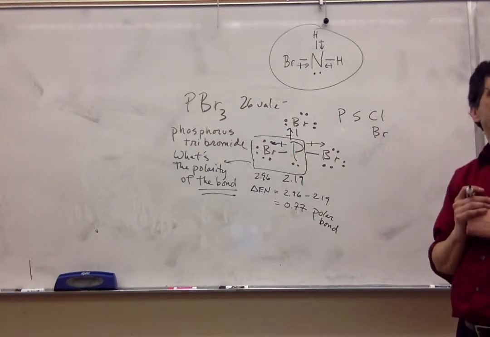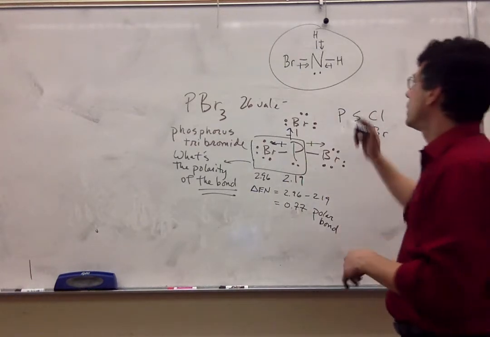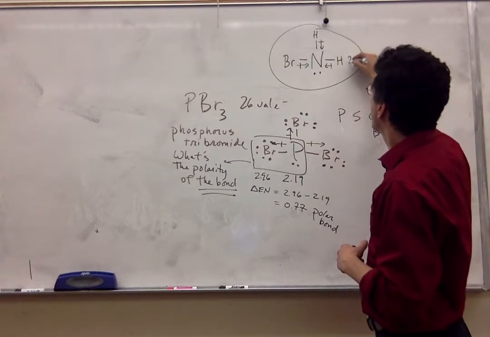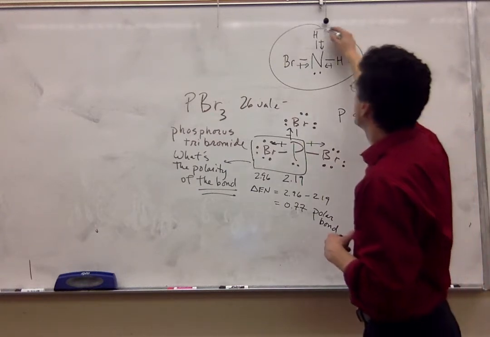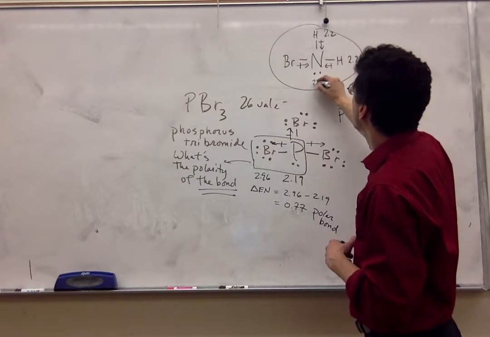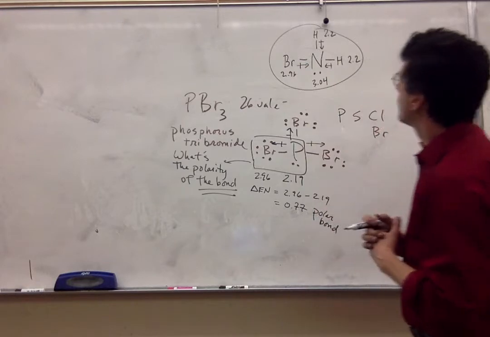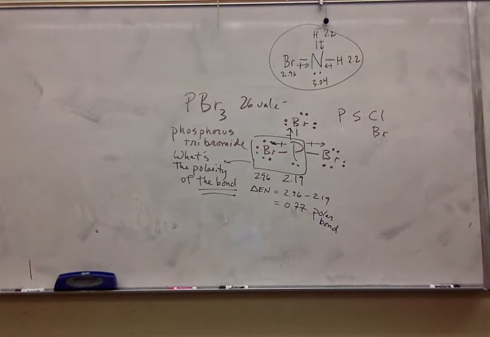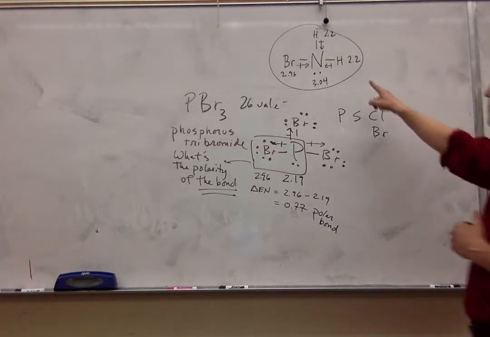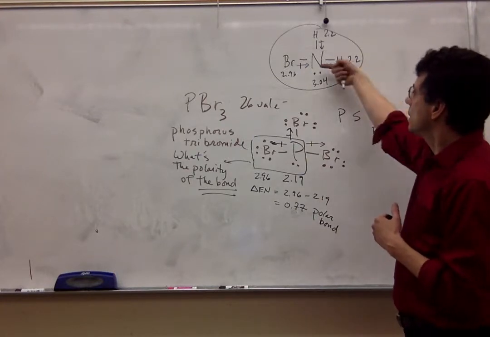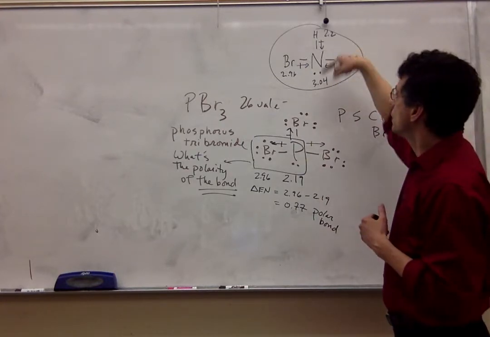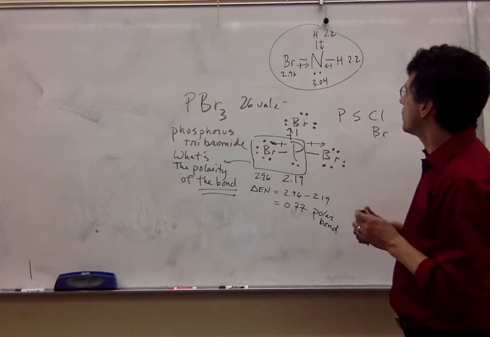So let's get the values. Hydrogen is 2.2. Nitrogen is 3.04. And bromine is 2.96. Hey, we did well, right? Definitely that's going to be a dipole in that direction.